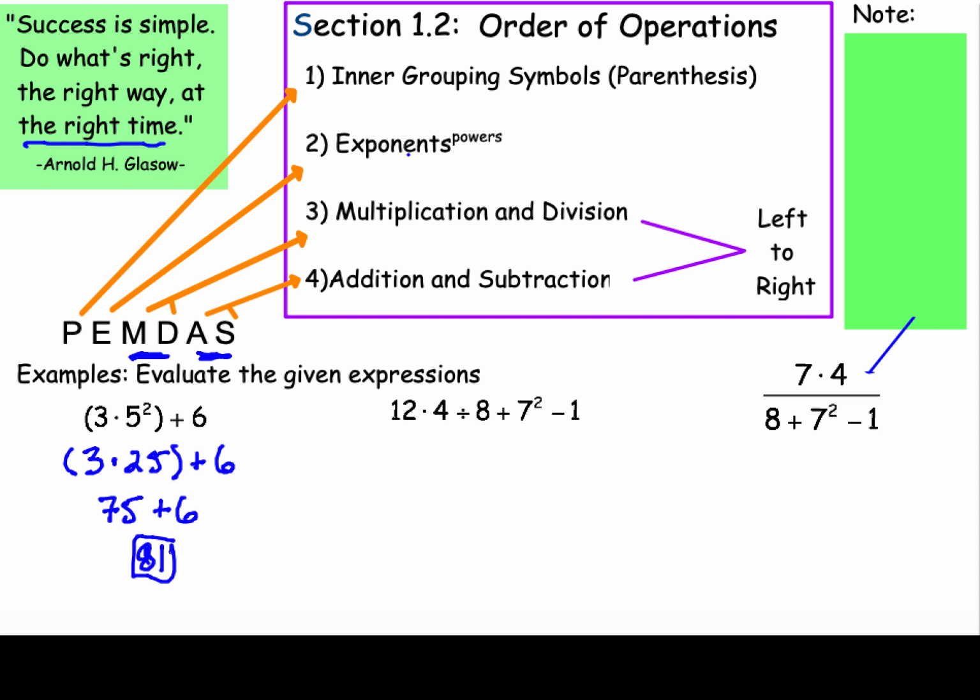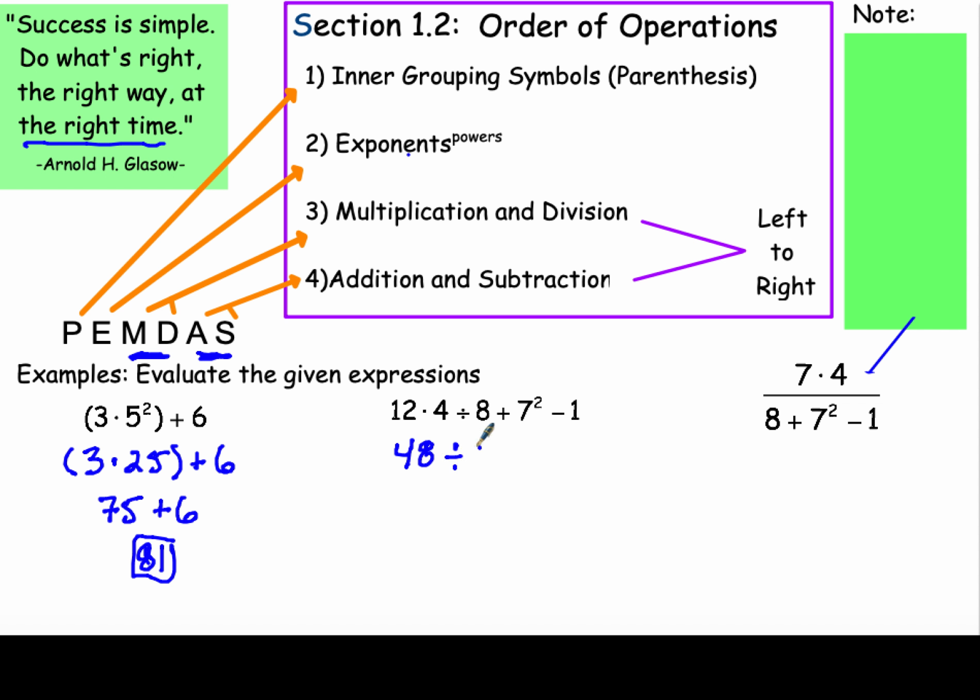In the expression in the middle, now I don't see any grouping symbols there, but I do see some addition and subtraction. I see some multiplying and dividing. So again, that left to right rule is going to be very helpful this time. I would normally start with both the multiplying and the dividing here. So I'm going to start with the problem at the left. 12 times 4, which should be 48.